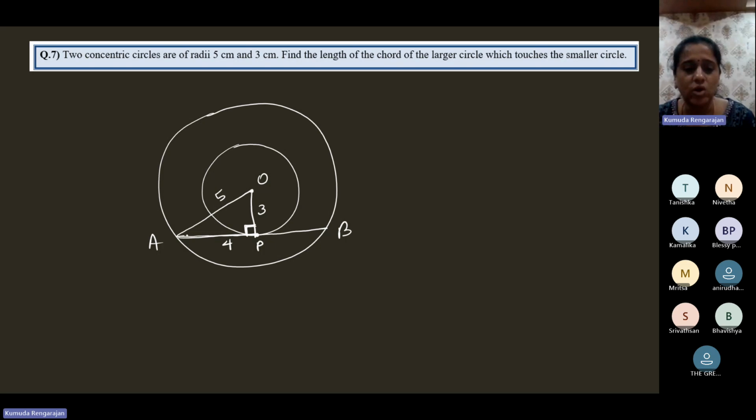So what will be the length of the chord? The length of the chord AB will be 4 into 2, 8 centimeters. Because again, you can use a theorem. The perpendicular from the center to the chord bisects the chord. So 1/2 of the chord is 4. So the other half also will be 4. So the length of the chord is 8. 4 plus 4, 8.